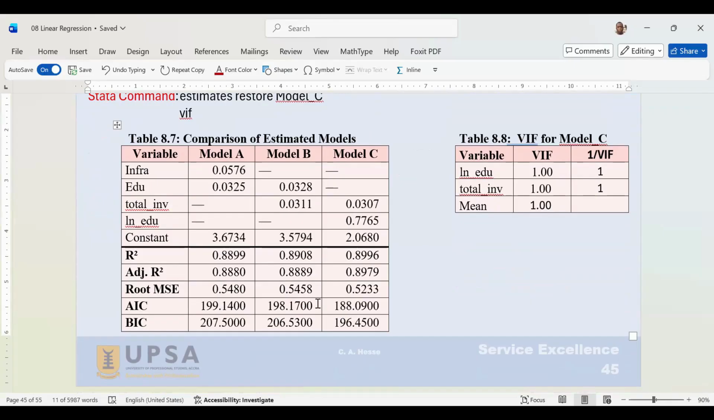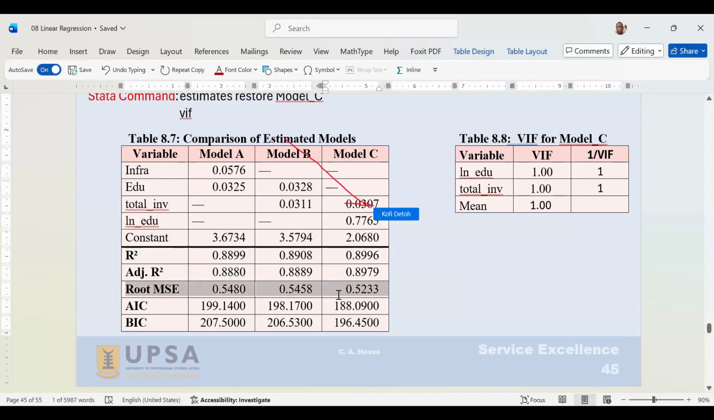Model C. Which one gives the highest R squared? Model C. What about adjusted R squared? Which one is the highest? Still model C. And which one gives us the lowest root mean squared error? Same, model C. So C is topping.